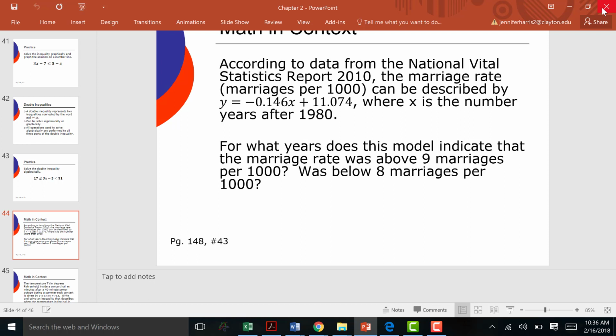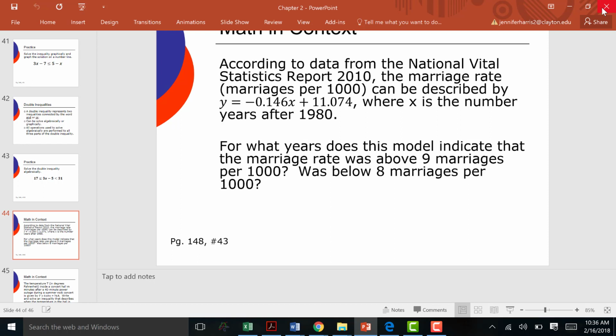Alrighty. So now, for what years does this model indicate that the marriage rate was above 9? What does the word above mean in math? Greater than. So in the place of that above, you're going to put a greater than, above 9. Where you see the other one, we're going to go back and see where the marriage rate was below 8. What should I put?